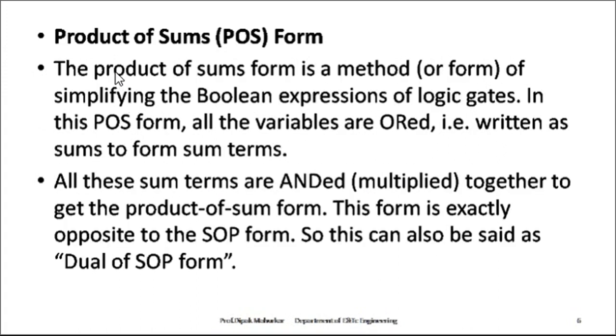Now the next one is the product of sum form. The product of sum form is a method of simplifying a Boolean expression of logic gates. In this POS form, all variables are ORed, that is written as sum terms. All these sum terms are ANDed, means multiplied, together to get the product of sum form. This form is exactly opposite of the SOP form. So this can also be said to be the dual of the SOP form.